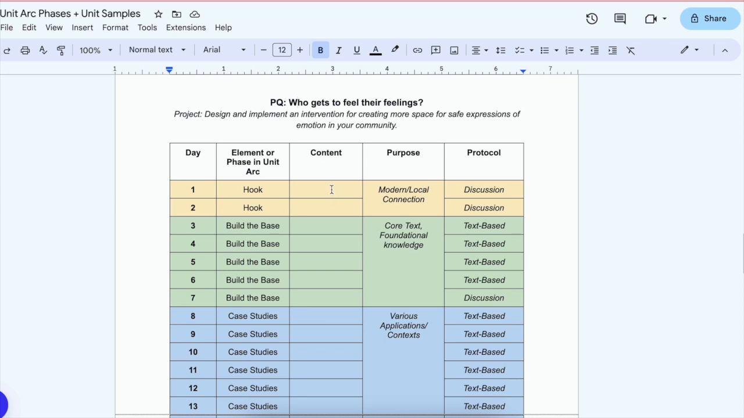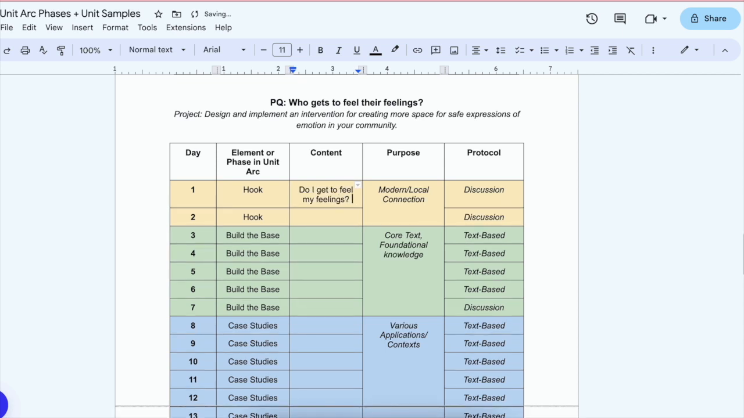So the hook. I think a really cool discussion to start out would be: do I get to feel my feelings? Where they get to just talk about this. And this might be a really important two-day kind of thing. We may look at some statistics the next day. One option would be to look at statistics around school discipline policies and who gets to feel emotions and then who is punished for those emotions. But I also think students may bring that up on their own organically.